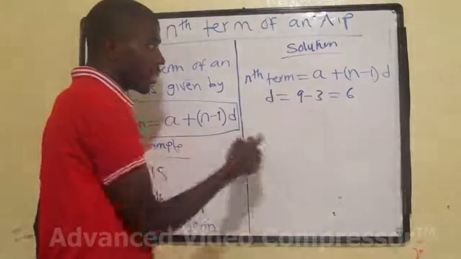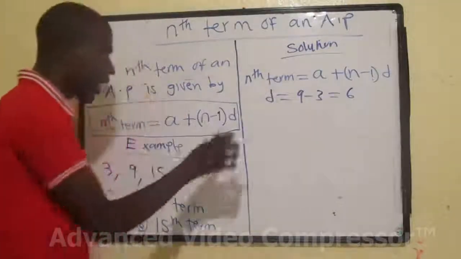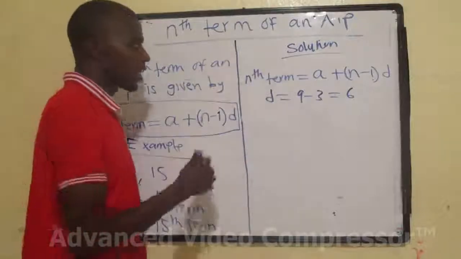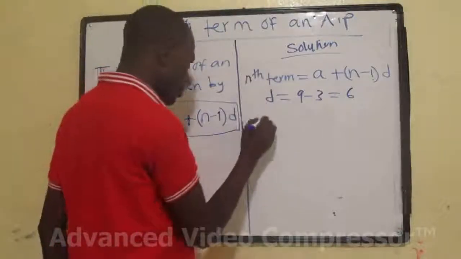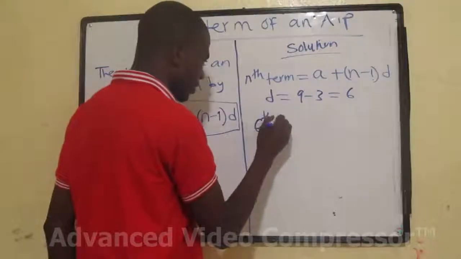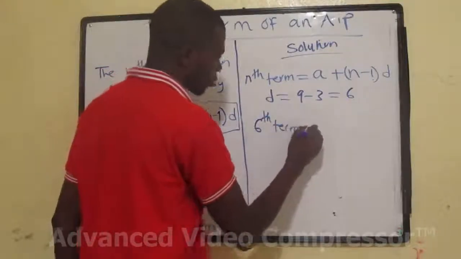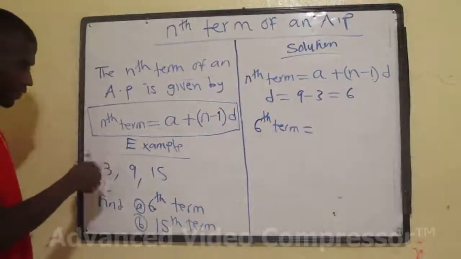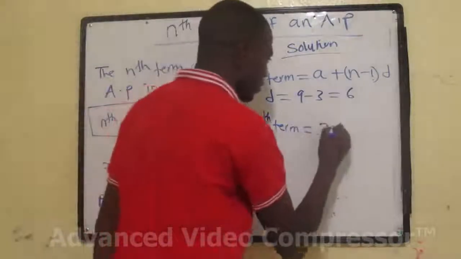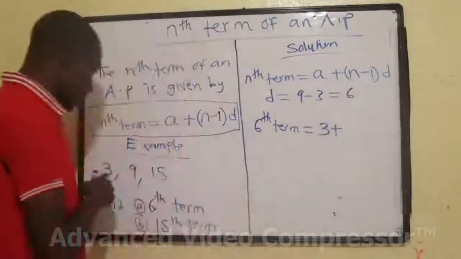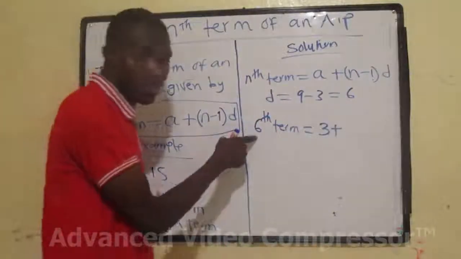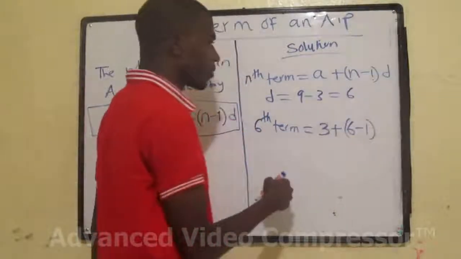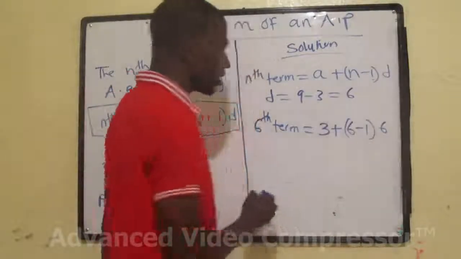Then what do we do now? We're just going to get the values that we have now and substitute in the formula. We see if it is going to give us the same answer as the previous one. So our n is 6. We say 6th term equals, what is our a? Our a is the first term, which in this case is 3. So we say 3 plus, what is our n? Our n in this case is 6. Then we say 6 minus 1. And what is our common difference? Our common difference is 6.